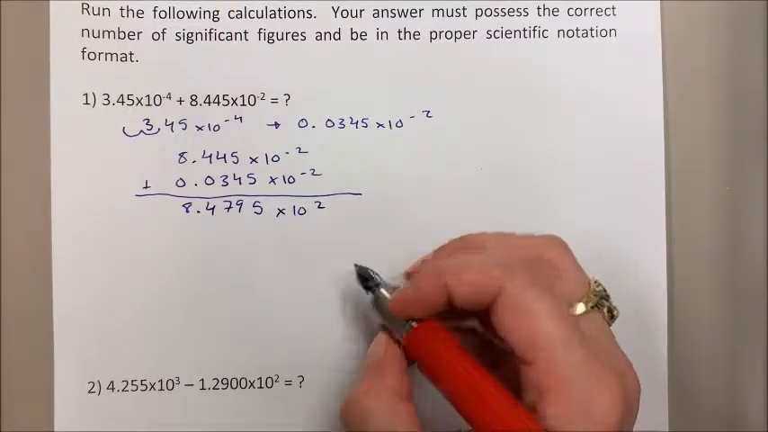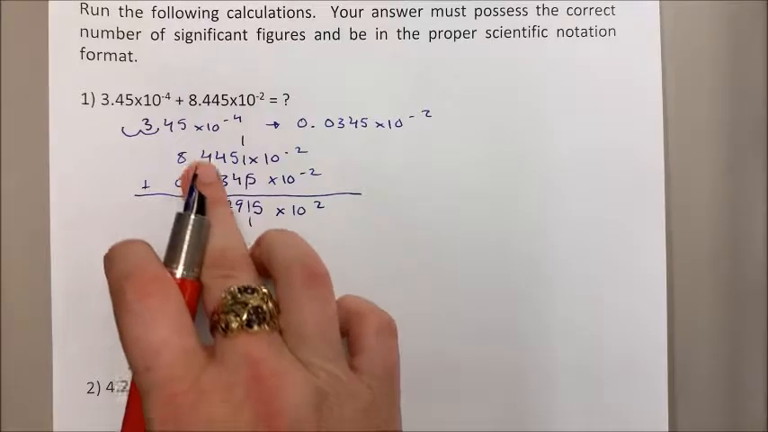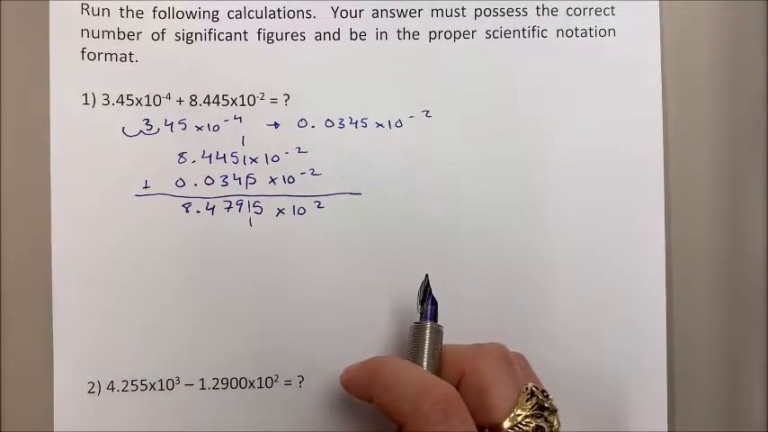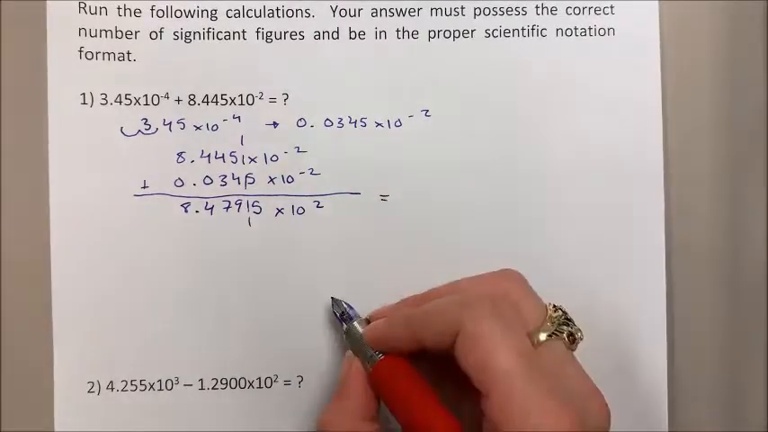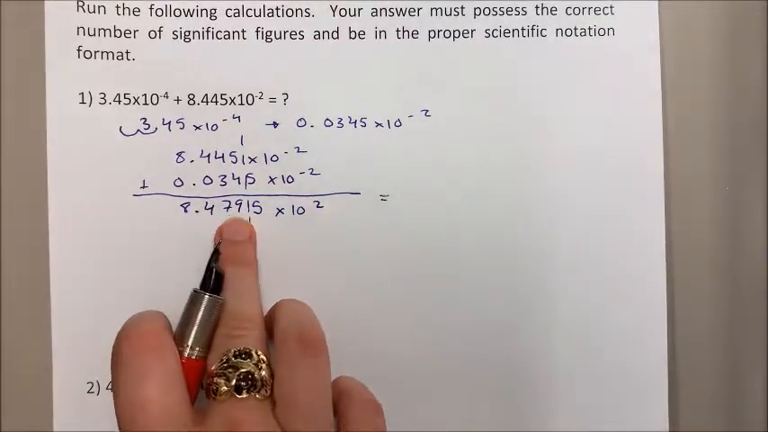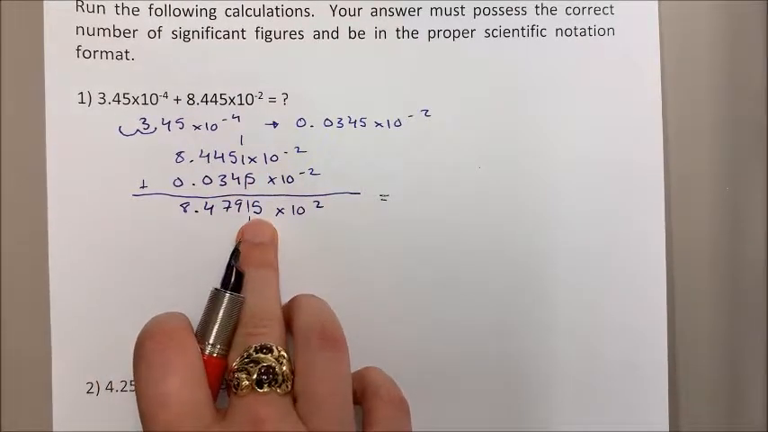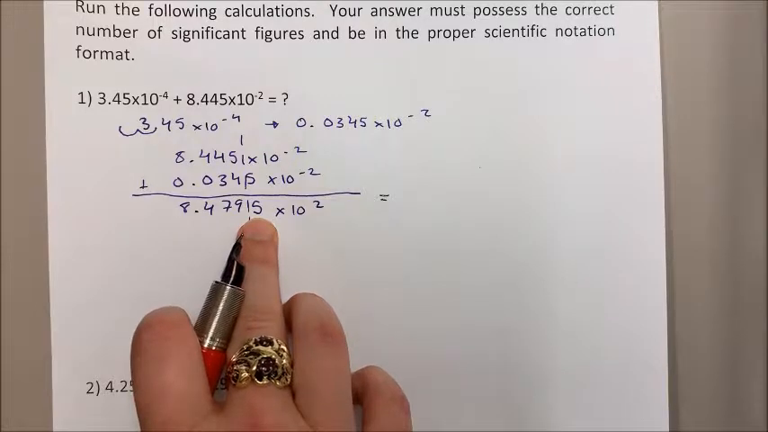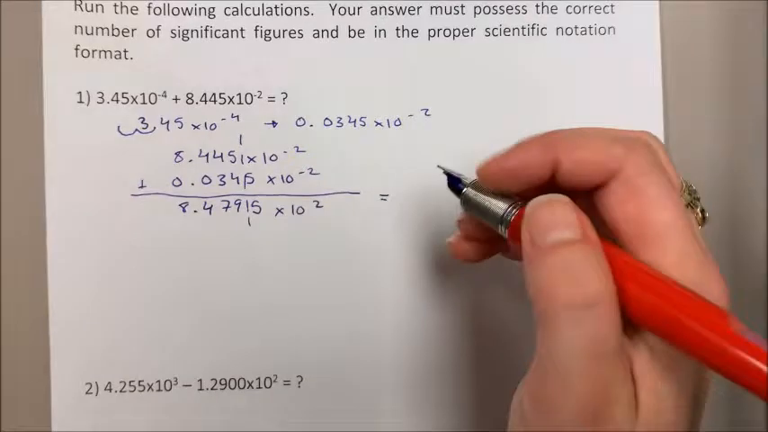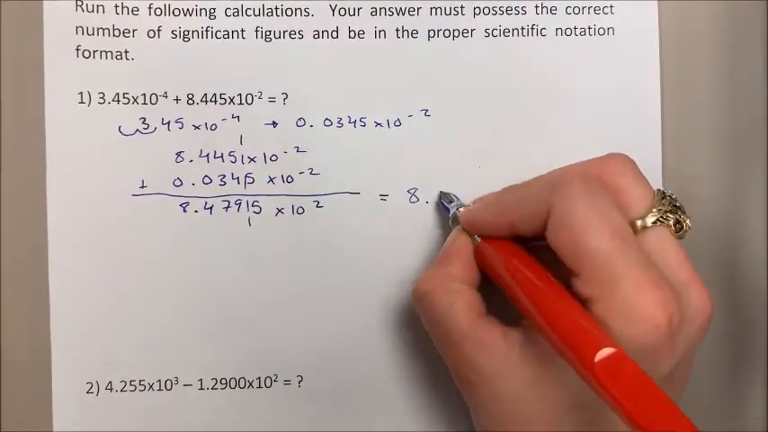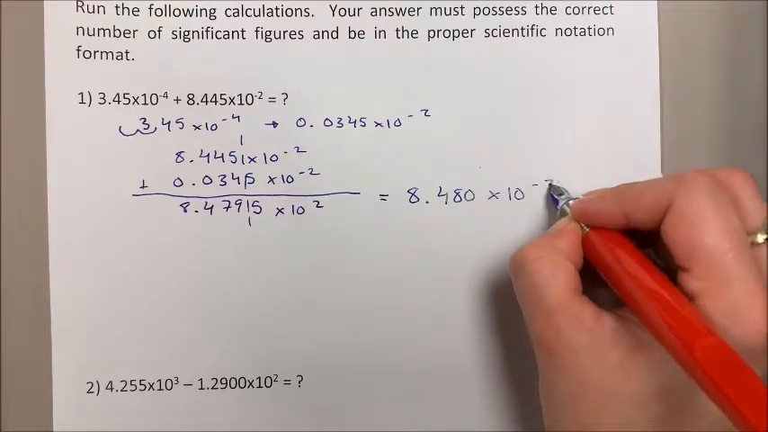Now we need to take care of our weak link. Our weak link is the 8.445. It only has 3 decimal places, so we need to round our answer to those 3 decimal places. We've got a 9, and our final digit that we're rounding is a 5. This falls under our special rule. When we have 5 as our final digit and we're rounding, we need to round to the nearest even number. So our final answer here will be 8.480 times 10 to the minus 2.